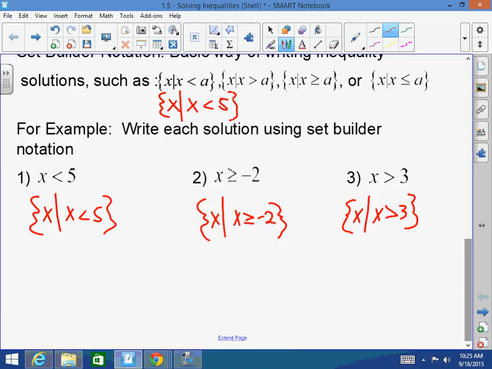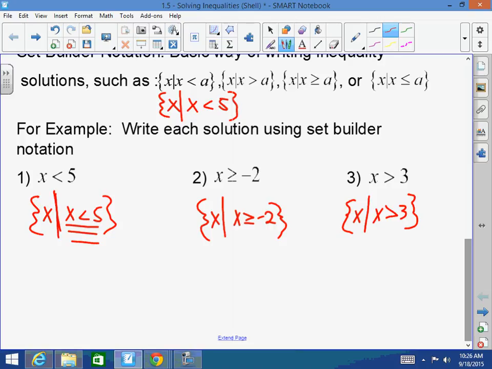So set builder is pretty darn simple. Once you find the answer to your inequality, you basically have it in set builder already. You put your brace, you define the letter that you are talking about, you put a straight line to separate that, and then this part right here, that's the meat of this meal here. That is the real solution, or solutions in this case. Okay? So that's set builder.